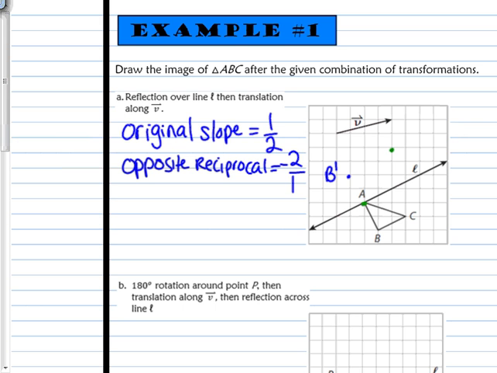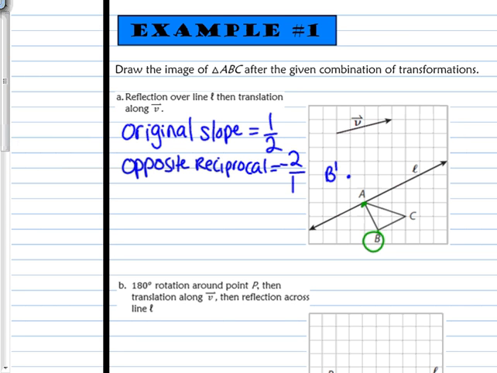So over here cannot be B prime. Actually, let me say, right here cannot be B prime, because even though I can go down 2 and over 1 and land on the line of reflection, it's not the same point, it's not the same distance from B as this point is. So this point in green right here that I have put between B and B prime, it's 2 down and 1 away from B, and it's 2 down and 1 away from B prime.